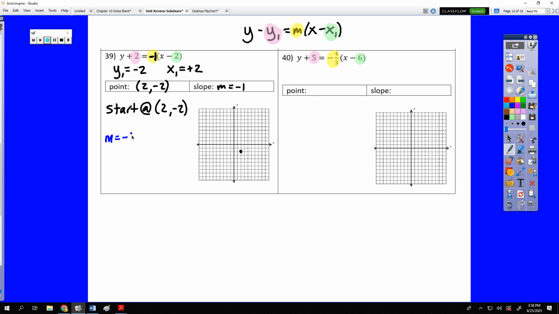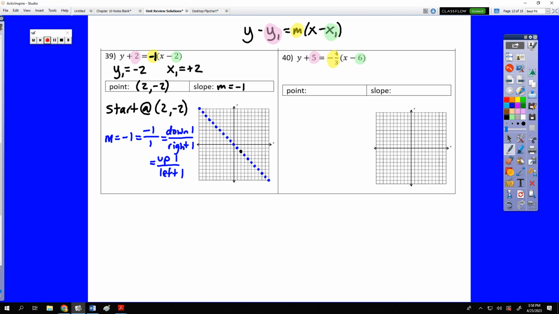If our slope is an integer, we put it over 1, meaning we would go down 1 and right 1, rise over run. We could also go up 1 and left 1. That would work as well. So down 1, right 1, all of these points are on our line. Same would apply up 1 and left 1.